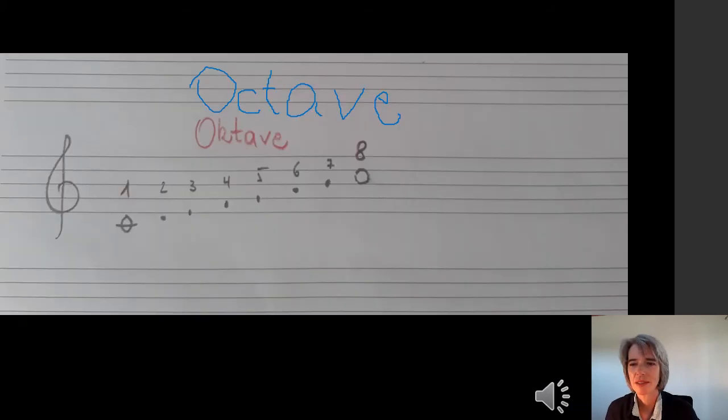And with the last interval for today, the octave, we have a little remembrance to the Roman times with the name octave. 8 notes. 2, 3, 4, 5, 6, 7, 8. The first and the last one sound the same. The last one is just higher than the first one.